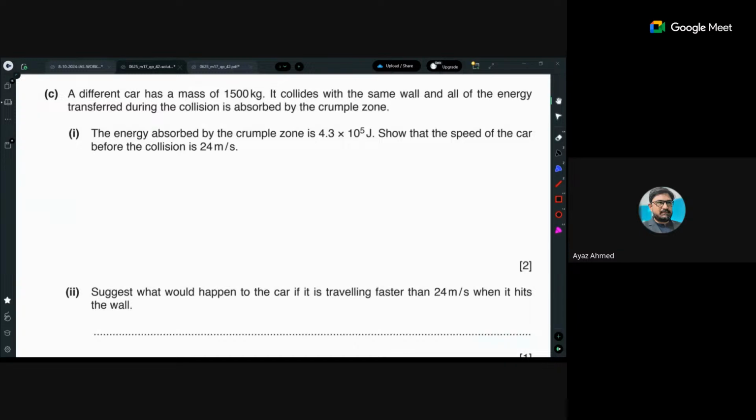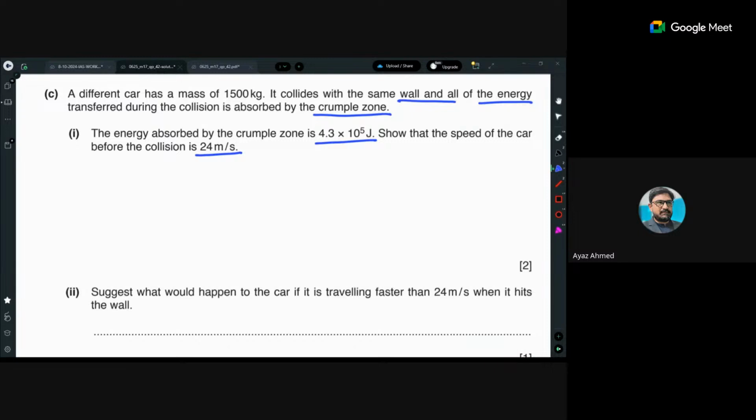The different car has a mass of 1500 kg. Okay, it is a bigger car. It collides with the same wall and all of the energy transferred during the collision is absorbed by the crumple zone. The energy absorbed by the crumple zone is 4.3 into 10 to the power 5 joules. Show that the speed of the car before the collision is 24 meter per second. See, that is why I selected this revision after completing the general physics, because the questions are twisted. Chapters get swapped.